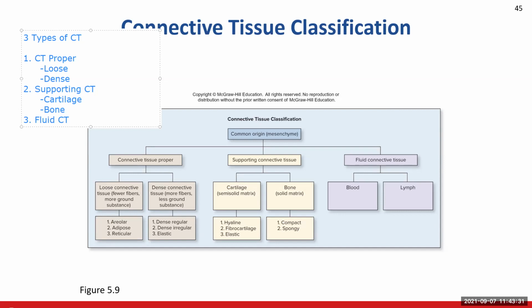And then there's subtypes. So we break down our connective tissue proper into loose and dense, and there's 3 subtypes for loose and 3 subtypes for dense. Supporting connective tissue, we break it down into cartilage and bone. There's 3 types of cartilage, 2 types of bone. And then finally, when we get to fluid connective tissue, okay, we've got 2 types. We've got blood and we've got the lymph.